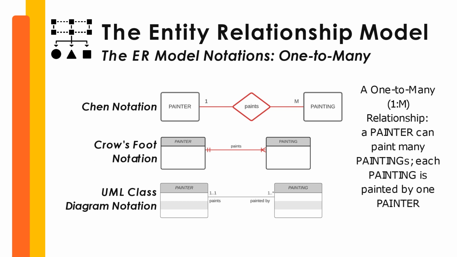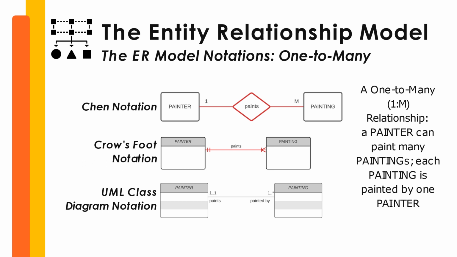Now, in the chain notation, you can see that the entities are represented by squares or rectangles, and the relationship is represented by the line in between them, wherein we are capturing the verb that captures the relationship in the diamond in between the entities. And lastly, the number 1 on the painter side represents that it is the one part in the one-to-many, and the M represents the many part in the one-to-many relationship.